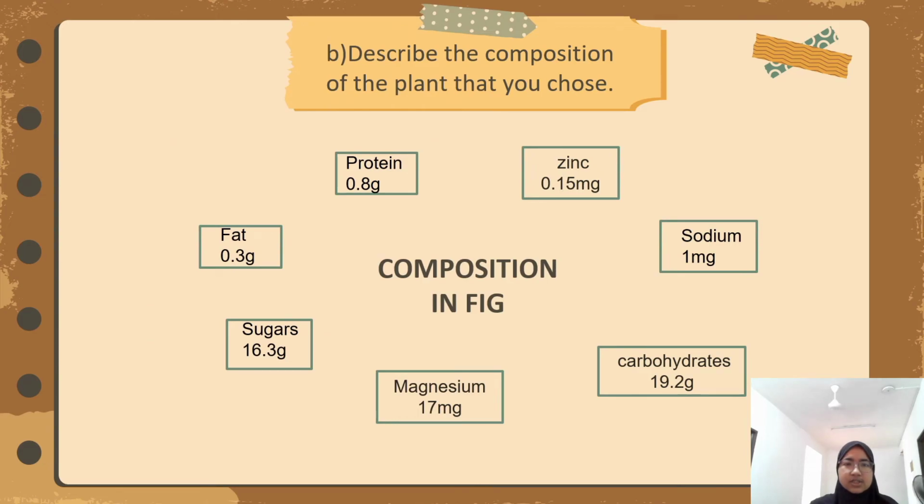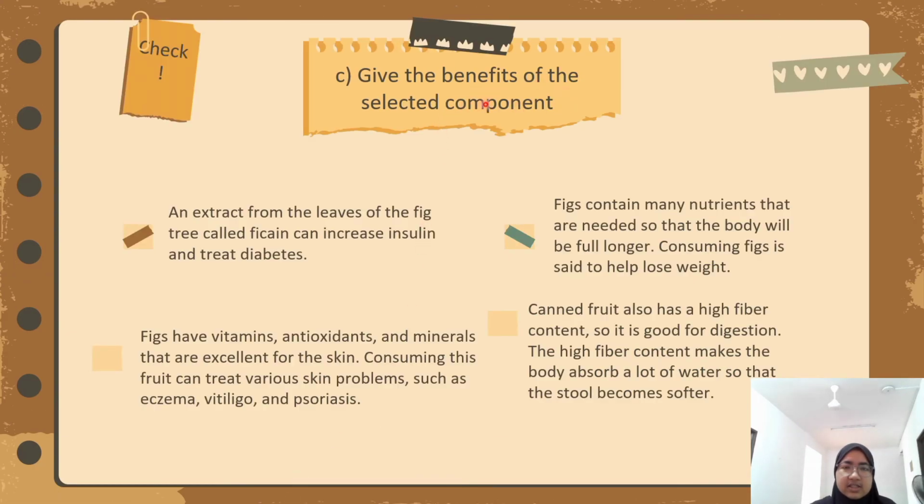B, describe the composition of the plant that you choose. Composition includes zinc 0.15 mg, sodium 1 mg, carbohydrate 9.2 g, magnesium 17 mg, sugars 6.3 g, fat 0.3 g, and protein 1.8 g. C, give the benefits of the selected component.